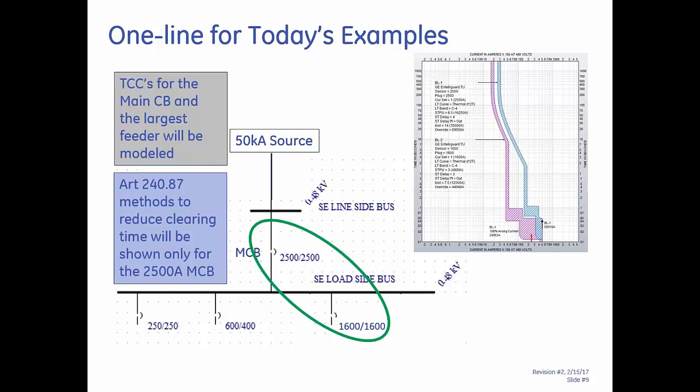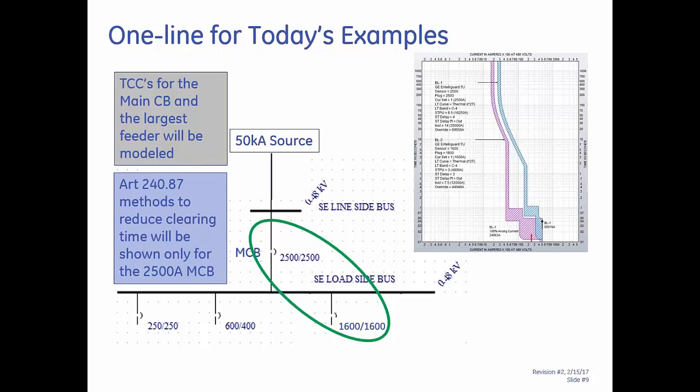The other thing I want to point out is that we're focusing on the main breaker for these examples. In other words, we're going to try to meet the code requirement using either maintenance switching or ZSI for the 2500 amp breaker. When we get into the maintenance switching modeling, it's pretty simple because we'll only be working with the windows associated with the 2500 amp breaker. Once we get to ZSI, we'll be working with windows of the 2500 amp breaker and the 1600 amp breaker.